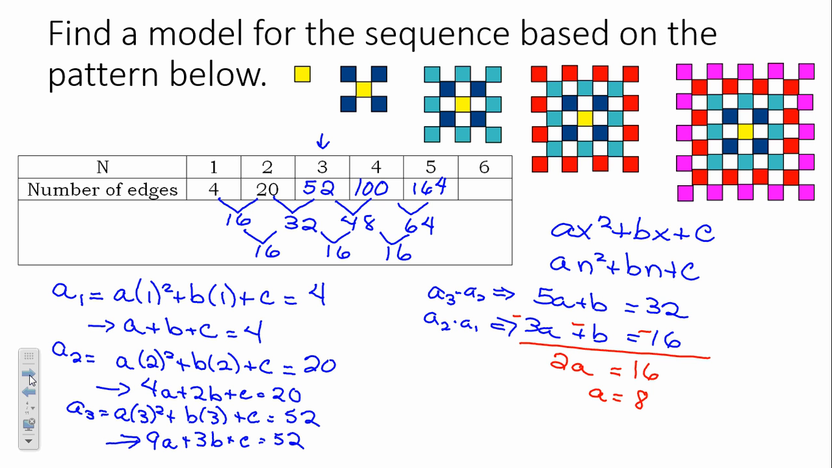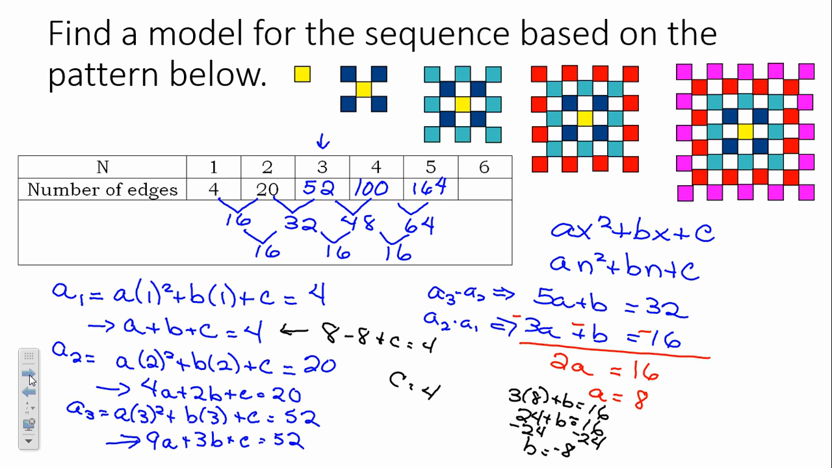Now plug it back into one of these two equations to find out what b is. 3 times 8 plus b equals 16. 24 plus b is 16. So taking away 24 from both sides, b is equal to -8. Now finding a convenient place, I like this one, it has less to do. So this equation right here, we know a is 8, b is -8, plus c equals 4, so c is 4.